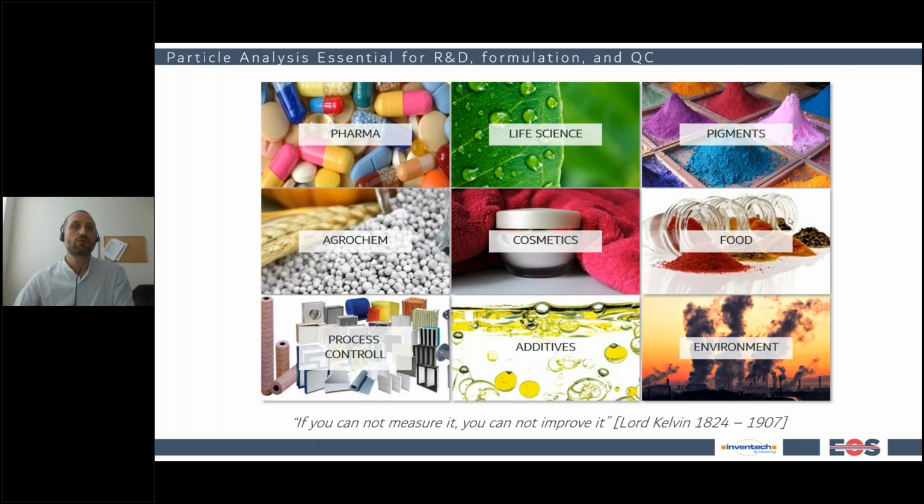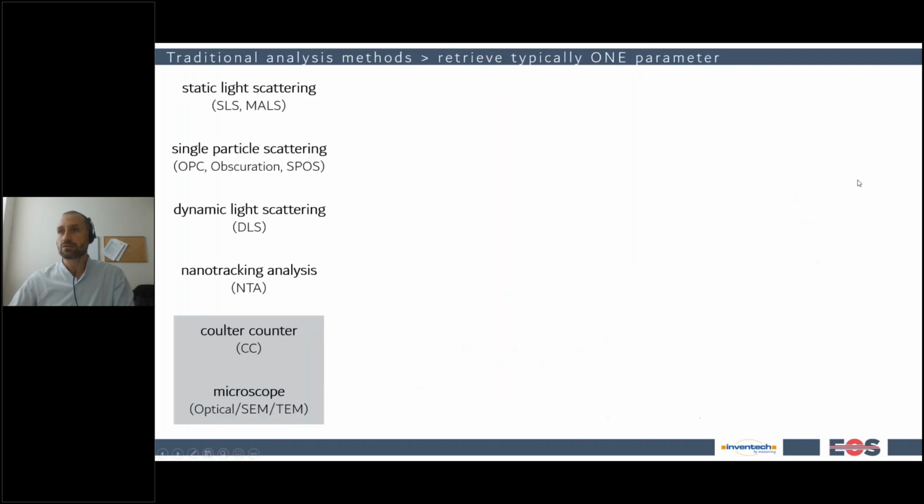So how can we measure particles? Today, there are different methods capable of providing information on particles in fluids. Let's say that we have static light scattering, single particle scattering, dynamic light scattering, nanoparticle tracking analysis, but also methods not based on light scattering, for example, the Coulter counter and direct visualization. But what is the limit of traditional approaches? Why are we presenting a new method?